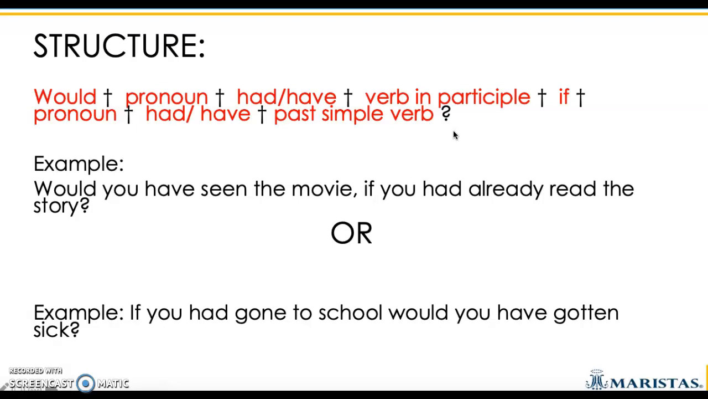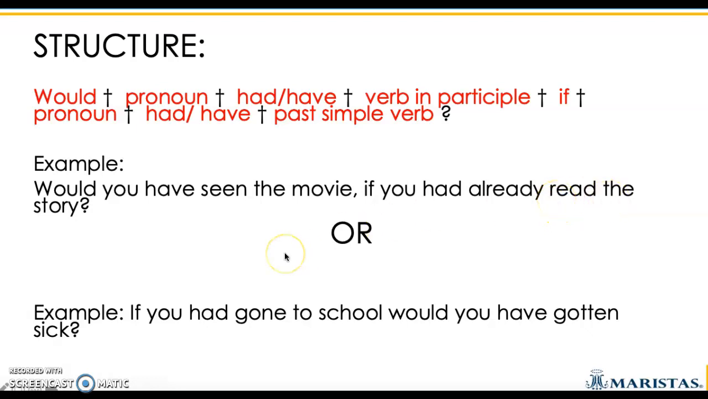Okay, so let's go ahead and review the examples. The first one will be for the first structure I gave you. Would you have seen the movie if you had already read the story? So here's would, the pronoun. We are using have because we have the pronoun you. The past participle verb is seen. The if clause, the pronoun, the have or had, and the past simple verb.